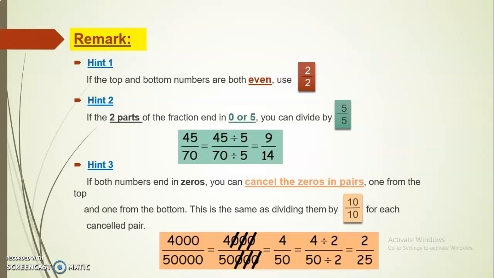4 over 50 divided by 2, it will be 2 over 25.